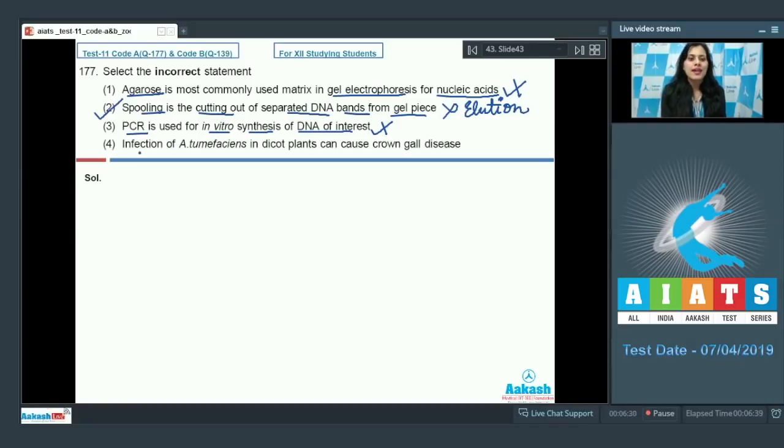The last statement is infection of A. tumefaciens in dicot plants can cause crown gall disease, and as it is also a correct statement, so this cannot be a correct answer to our question. Infection by this bacterium called Agrobacterium tumefaciens in dicot plants can cause crown gall disease. So the correct answer to this question is option number 2. Let's discuss our next question.